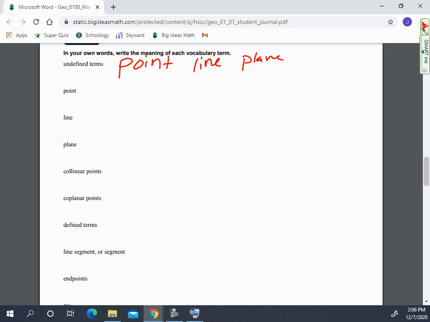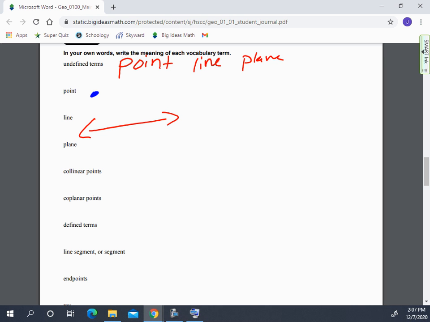For a point, I'm just going to draw what it looks like. A point is a point. Normally, it is one-dimensional. Actually, it doesn't have a dimension. A line has one dimension, and it's represented by two arrows. So a line, right? Draw a line.